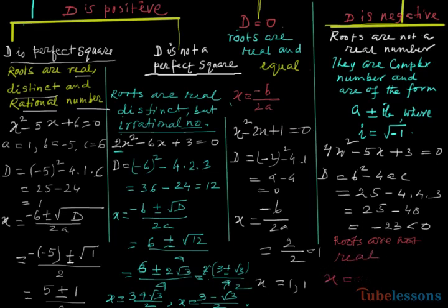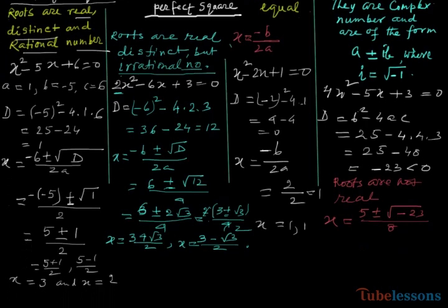Here you can write x equals 5 plus minus root over, as d is minus 23, you write minus 23, by 2 4s are 8. So here the two roots are not real, they are complex numbers.